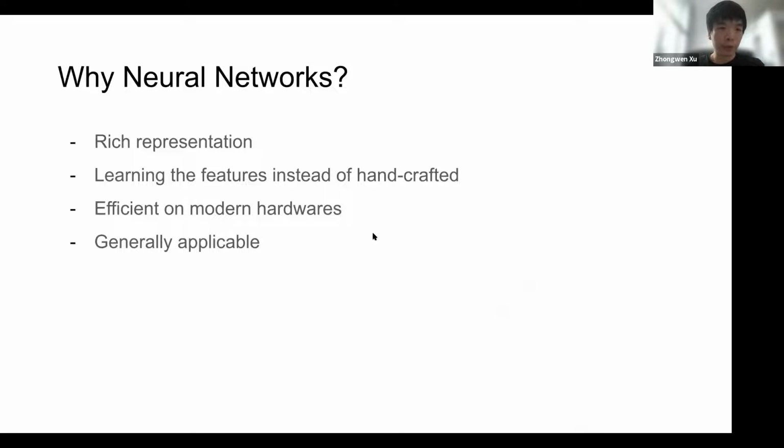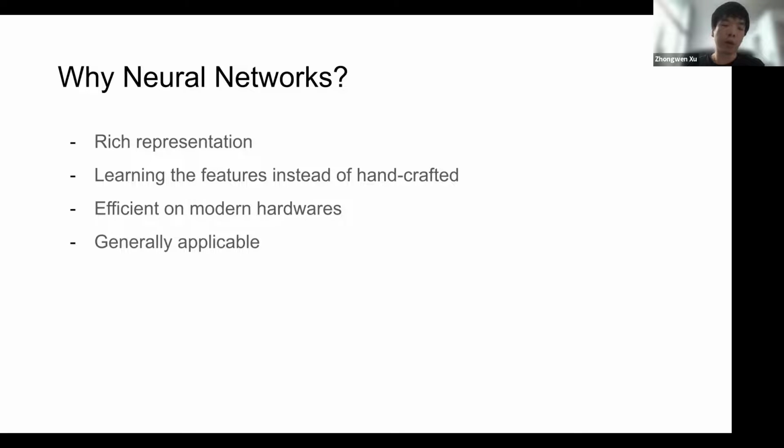The first natural question is, why do we use neural networks? Because in the past decade, research in deep learning and neural networks has really told us that neural networks are really good at learning great representations.